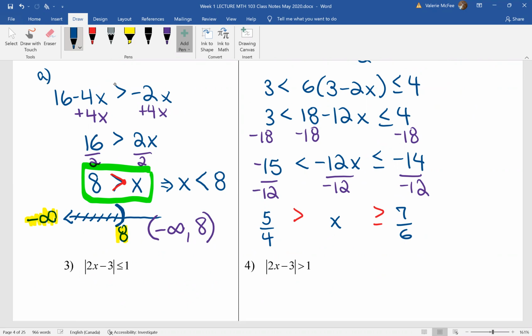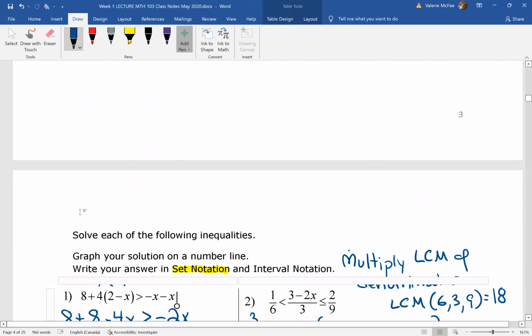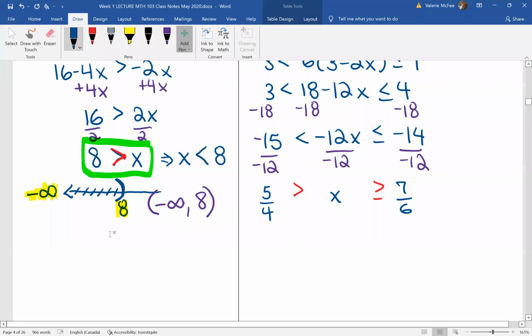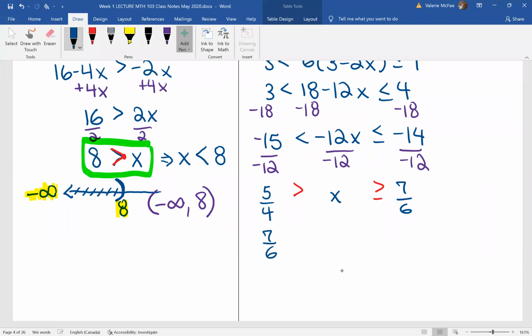We would want to write it as, oh, I don't know what happened there. One moment. We would want to turn the whole thing around and say that 7/6 is less than or equal to x, which is less than 5/4.